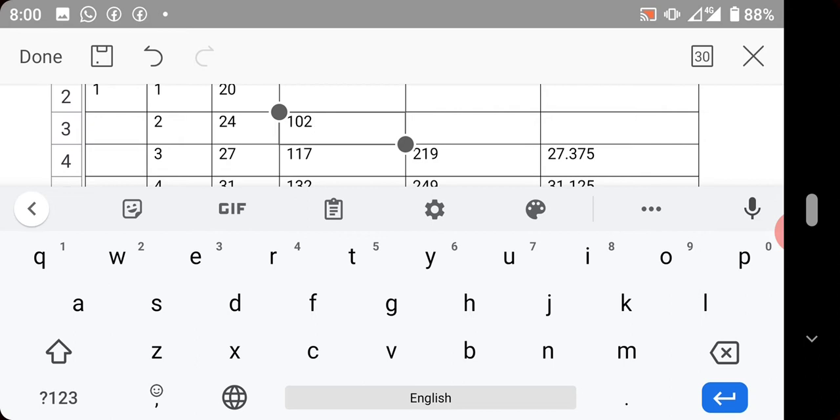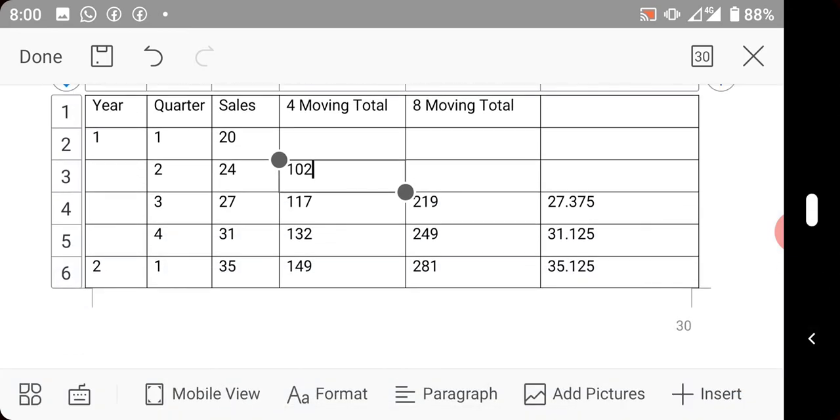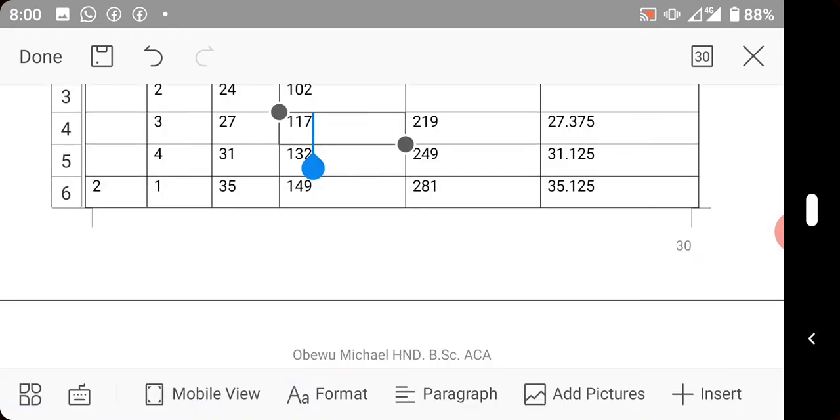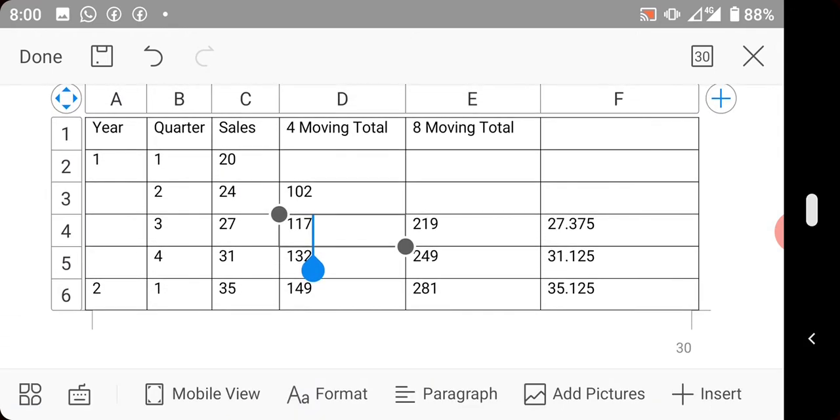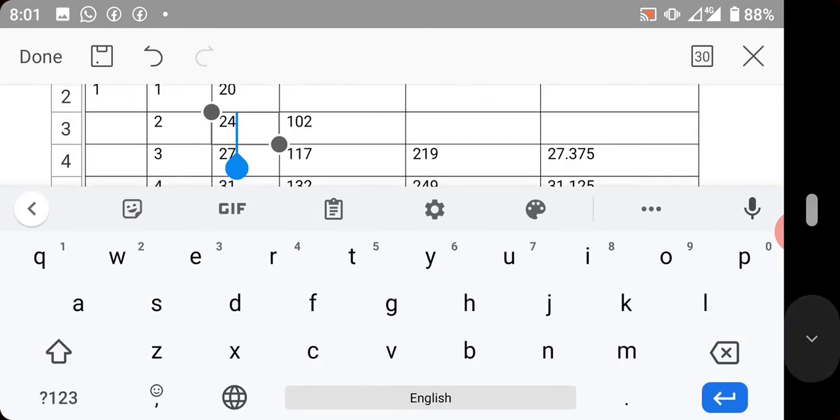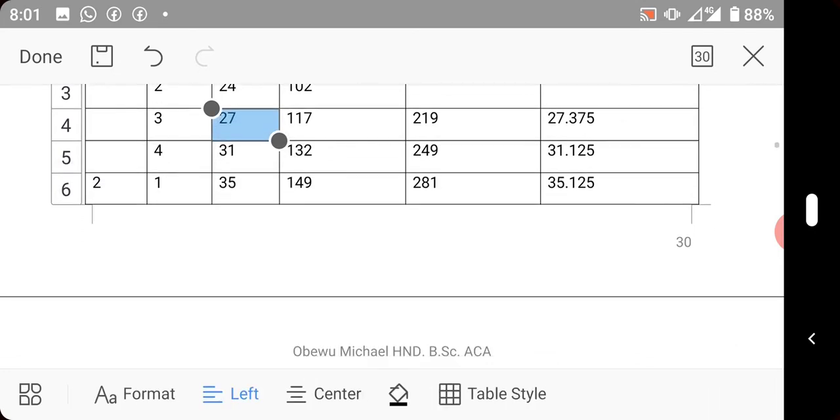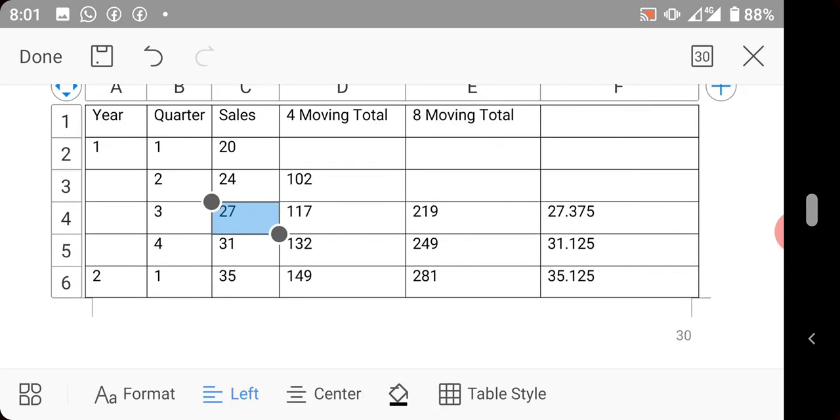So you follow the one I'm teaching you. You write it in the second row. Then to get 117, are you there? You don't add the first number. You now add 24 plus 27 plus 31 plus 35. That will give you 117.